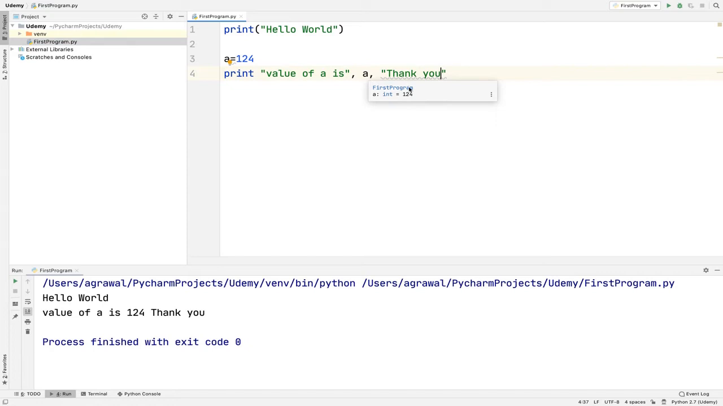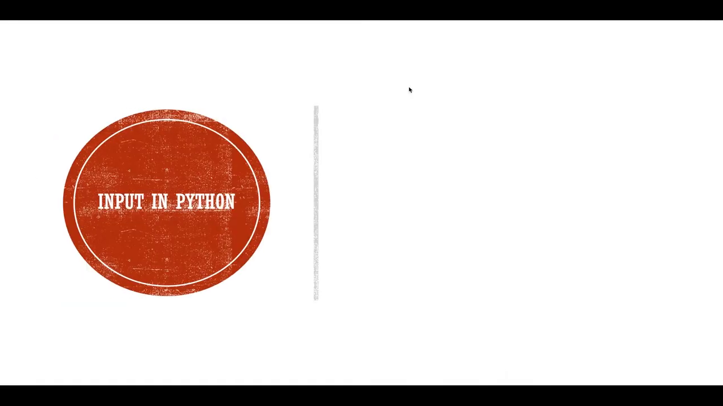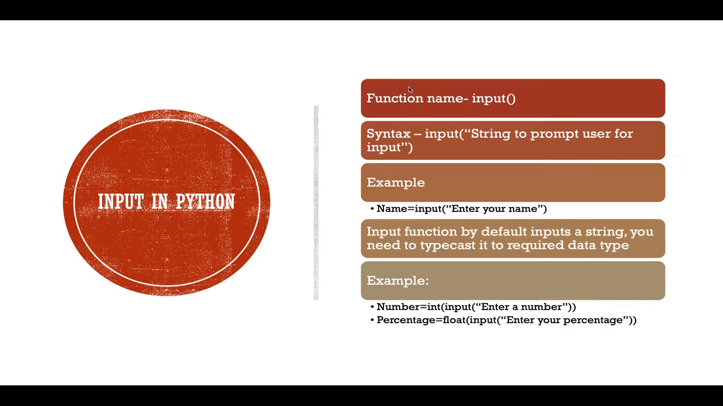Now let us move on to input statements in Python. For input, the function name is input. What you write is input, and in double quotes you write the string to prompt the user for input. It is optional, you can simply write input also, but it is always good practice to prompt the user for what you are expecting.